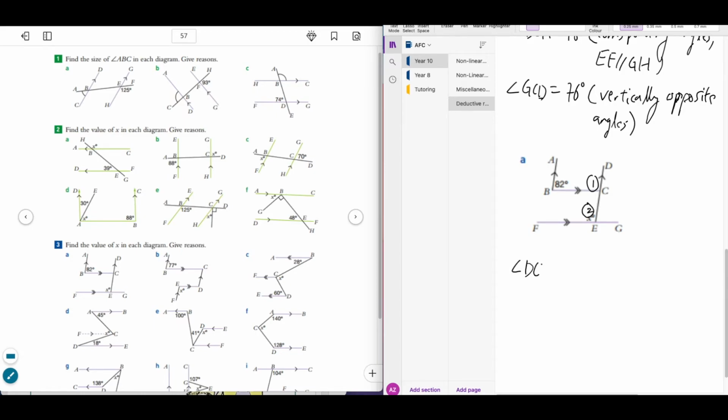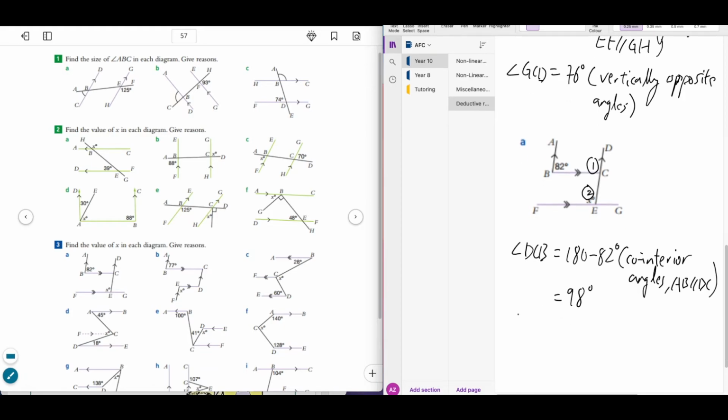Angle DCB is equal to 180 take away 82 degrees. And the reason is what? Co-interior angles. And when you write co-interior angles, complementary or corresponding, you need to say AB is parallel to DC. So then that's equal to what? That's equal to 98, right? And you don't need to give a reason for just simplifying that, all right?